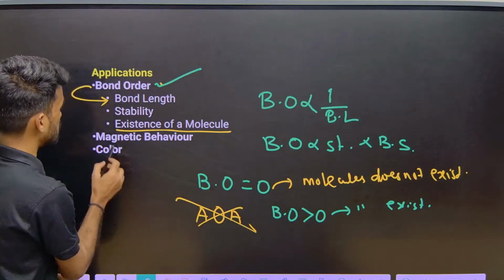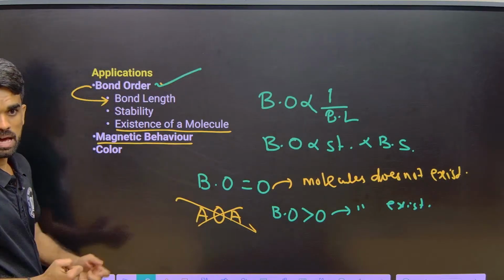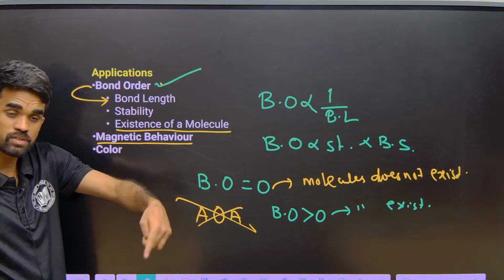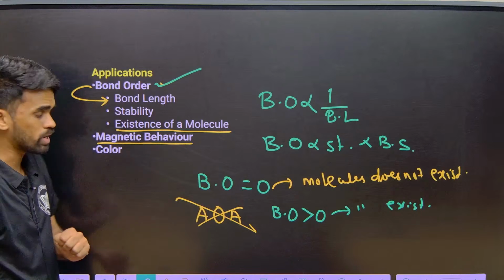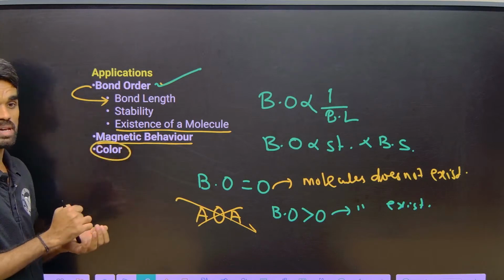Okay. Next, it also tells about paramagnetic and diamagnetic behavior, and also lets us find the spin magnetic moment, like root over n into n plus 2. And color, how this is explained as color.